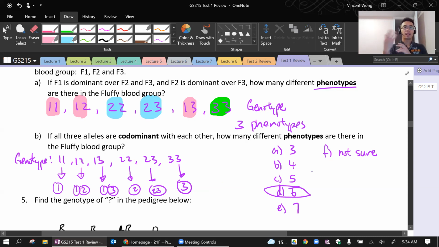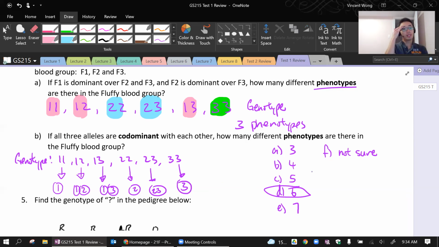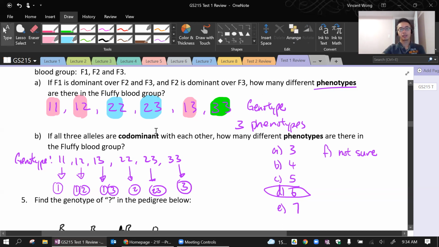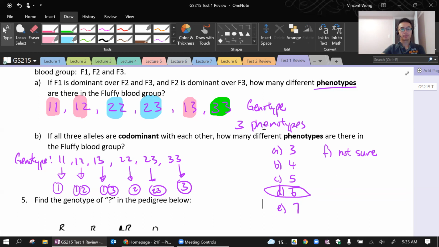So depending on the relationship between the alleles, the phenotype might be different. Read the question carefully on the test. See what's codominant, what's dominant, and then you can choose the answers. Any questions before we move on?